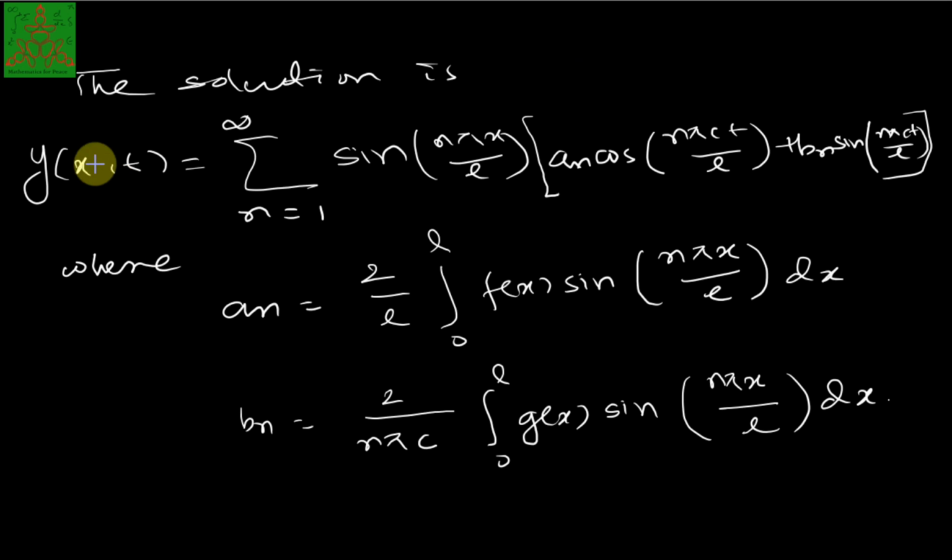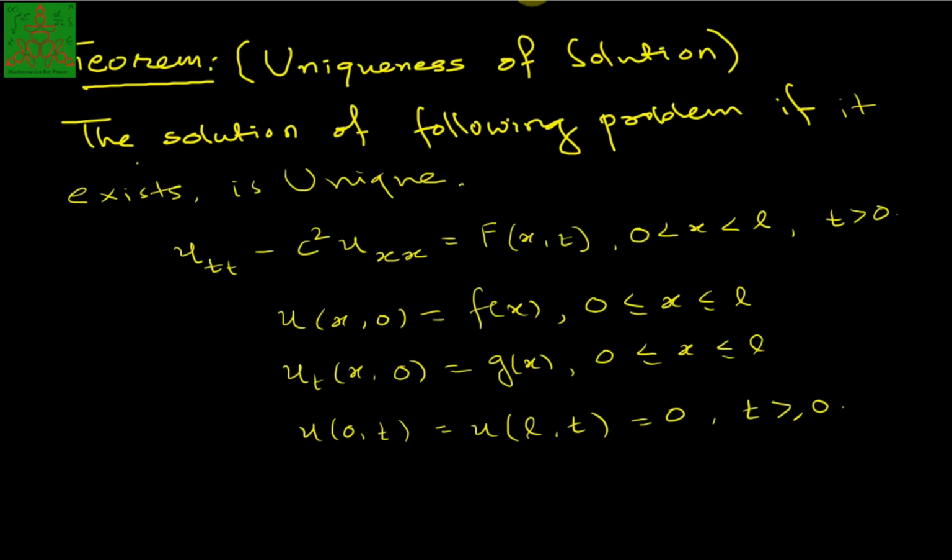The solution of the previous problem which we discussed is represented in this way, where an and bn are the Fourier coefficients of the half range sine series, and they are represented like this. Here in this video, we are talking about whether the solution of this problem is unique. We are just dealing with a more general problem than the previous one, that is a wave equation.